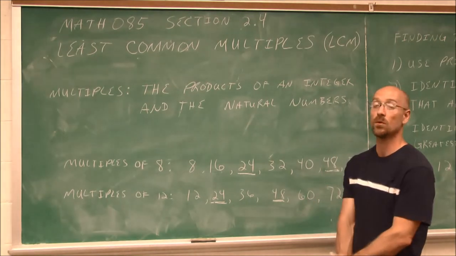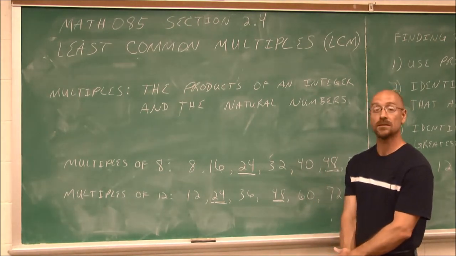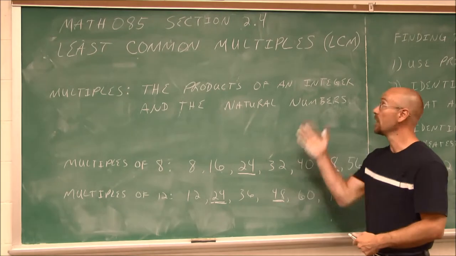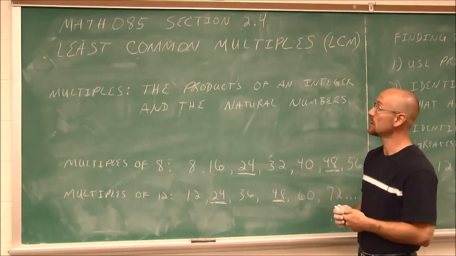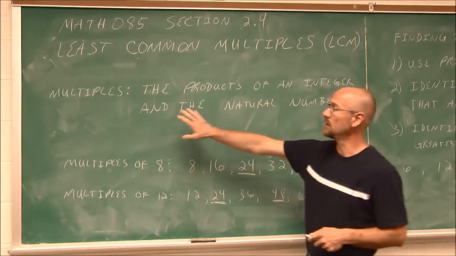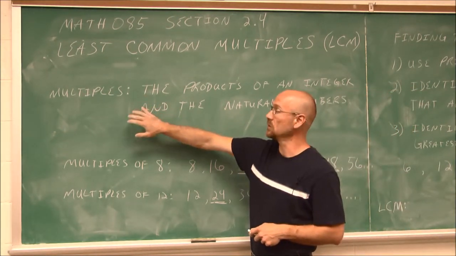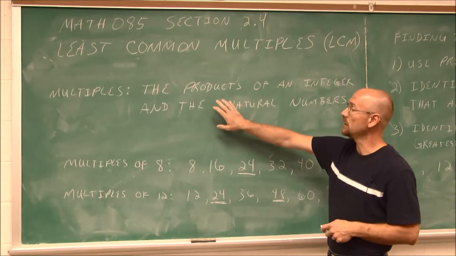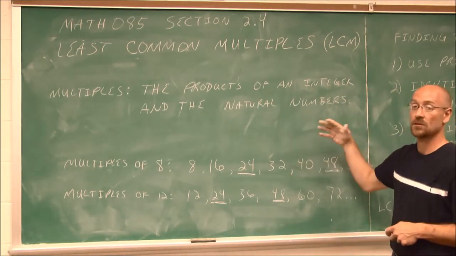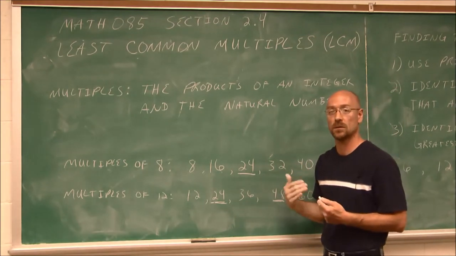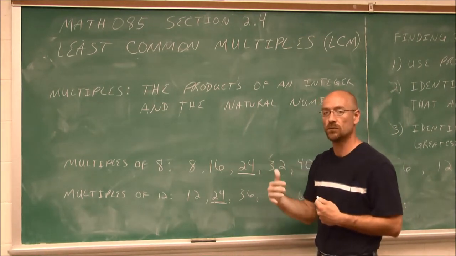This is section 2.4. We're going to introduce least common multiples, and we often refer to it as LCM, a little abbreviation for least common multiple. Let's redefine multiples. We've discussed it before. But a multiple is the product of an integer and the natural numbers. And if we recall the natural numbers, those are our counting numbers, 1, 2, 3, 4, 5, and so on and so forth.